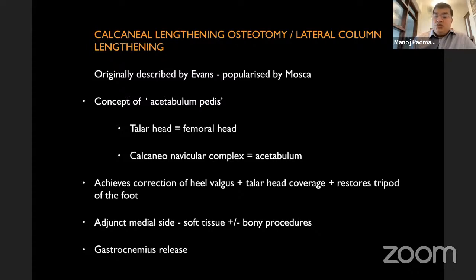Medial side soft tissue procedures are almost mandatory, which will include plication of the talonavicular joint and the advancement of tibialis posterior. Bony procedures may be required. If supination deformity gets unmasked, then you need a plantar flexion osteotomy of the cuneiform. Gastrocnemius is released as part of the procedure because of the equinus.